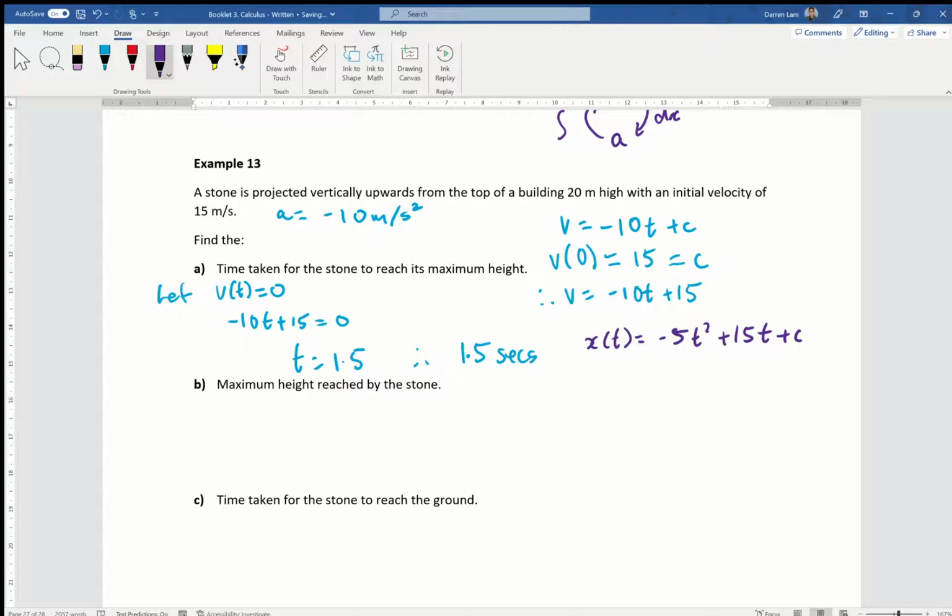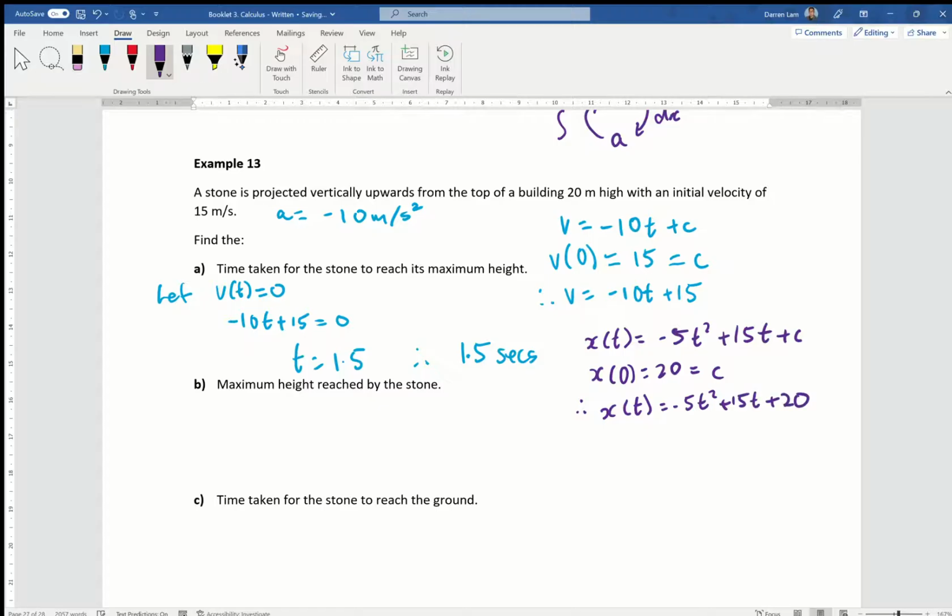There is a point that we've been given as well. It says that it starts from the top of a building, 20 meters high. So x of 0 equals 20, which again is c as well, because if I substitute 0 for t, I end up with c. Therefore, x of t, our displacement, is negative 5t squared plus 15t plus 20.